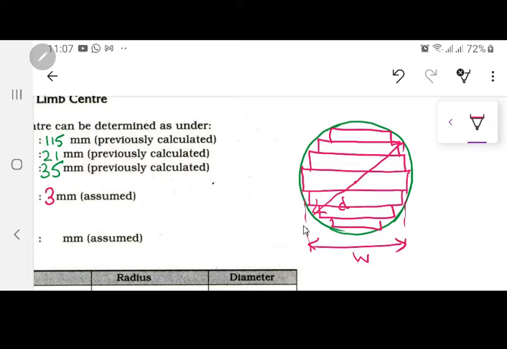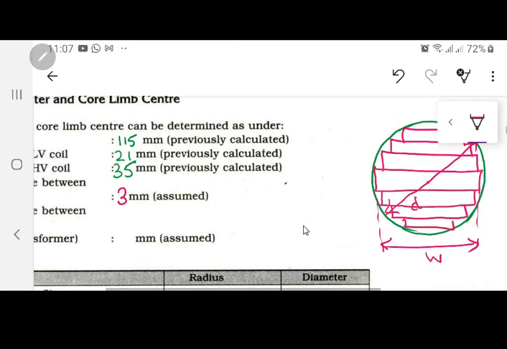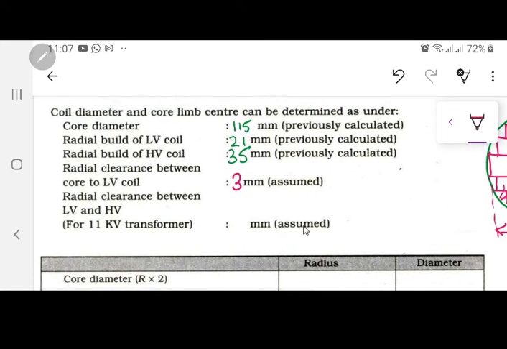Now this can vary from manufacturer to manufacturer, and if it is not homogeneous, certainly you will have some problems also. Now the next thing over here, the radial clearance between the low voltage and the high voltage winding, that is actually for the high voltage 11 kV transformer over here. Now this is the distance between the low voltage winding and the high voltage winding. So this distance is also called as alpha, or in the other book this is also called as A.